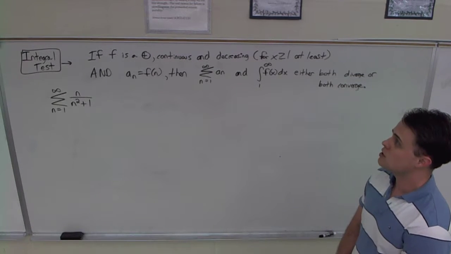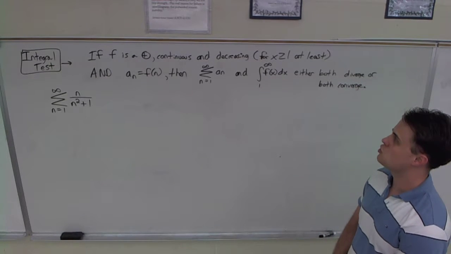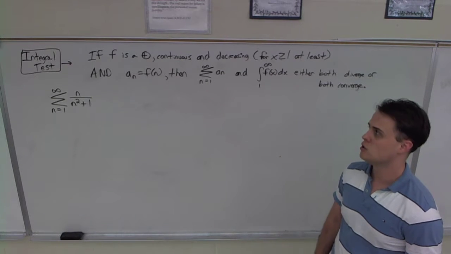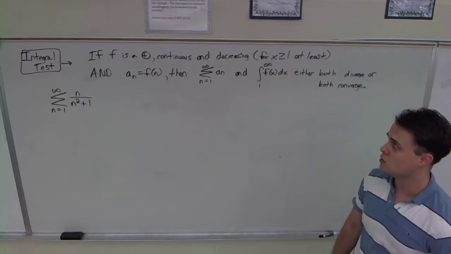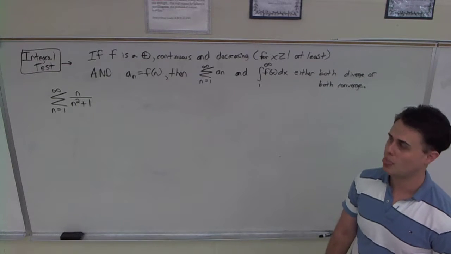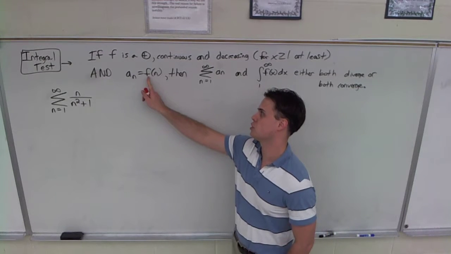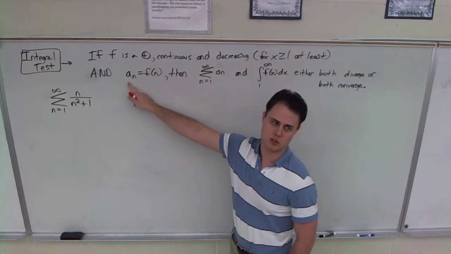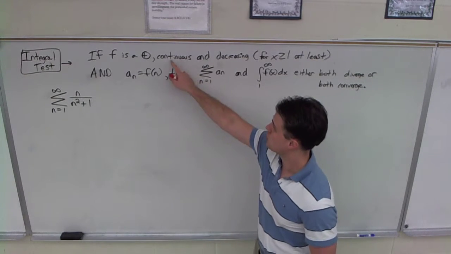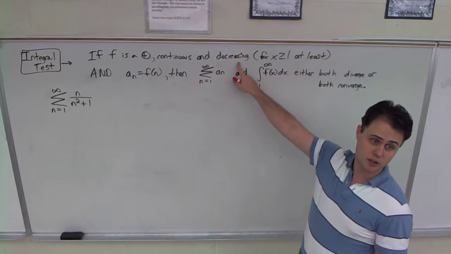So the test says this though, it's a theorem, right? If f is continuous and decreasing at least for x greater than 1, so you've got to meet all those criteria. It's got to be continuous, it's got to be strictly positive, it's got to be decreasing. And you basically think about that function being the function mapping onto the sequence. This is just technical jargon, not really important, right? This is important, and this is important. You've got to check all three of those before ever applying the integral test.